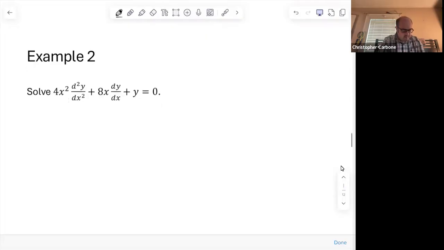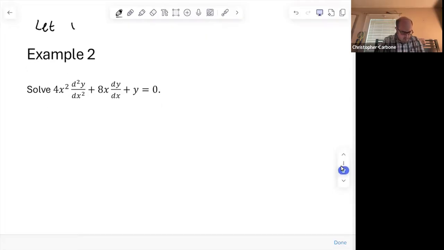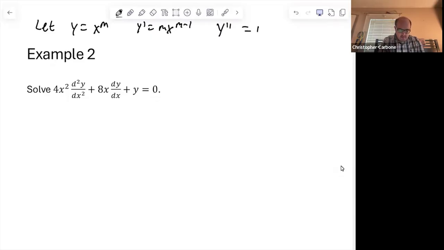So if we're going to let y be equal to x to the m power for this. So first derivative, m times x to the m minus 1. Second derivative, m times m minus 1 times x to the m minus 2 power.